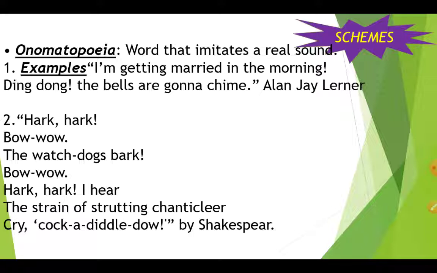And the second example is: Hark, hark, bow wow, the watchdogs bark, bow wow. Hark, hark, I hear the strain of strutting chanticleer, cry cock-a-diddle-do, by Shakespeare. So here you will see that hark hark, bow wow, these animal sounds are used, and these are real sounds. When real sounds of anything, whether it is an animal or any other thing, are used in the statement, then it is onomatopoeia.